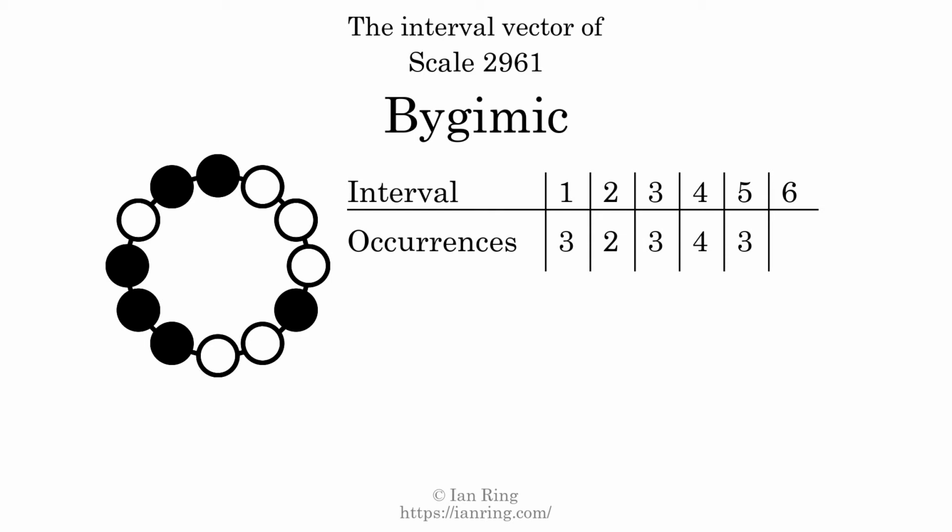There are 3 intervals with the size of 5 semitones. They are here, here, and here. There are no intervals with the size of 6 semitones. Each interval does not appear in this scale a unique number of times, so this is not a deep scale.